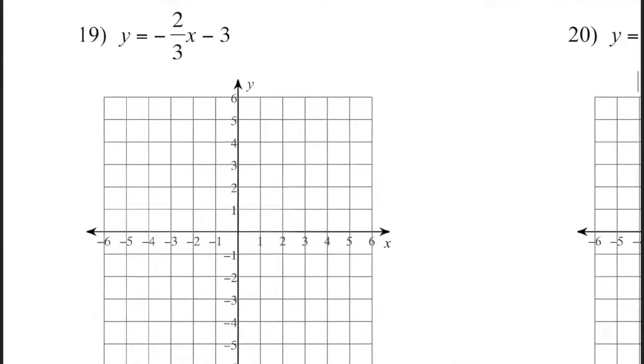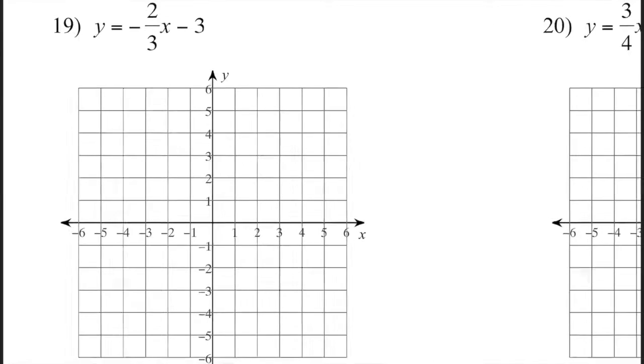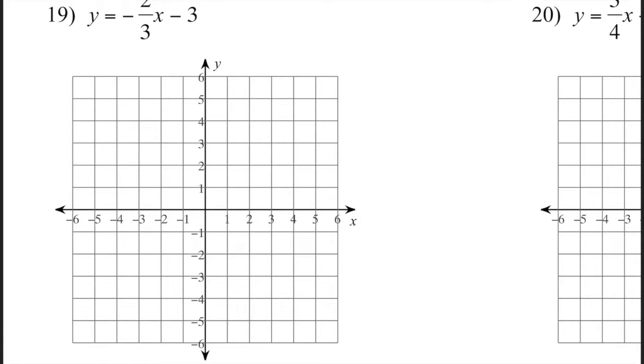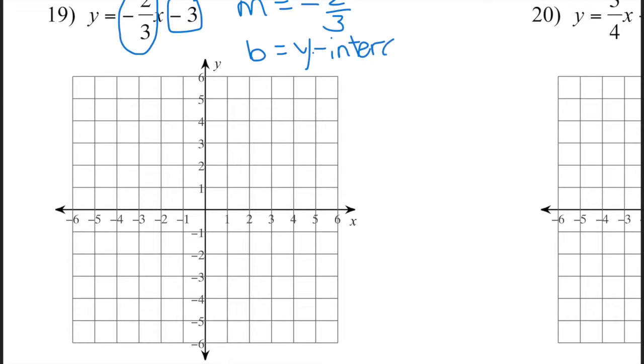So let's zoom in on number 19. We know from looking at our equation that our slope is negative 2/3 because that is the coefficient of our x value. And remember that in y equals mx plus b, b is your y-intercept. This is where your line crosses the y-axis. I need to start with this because I can't count up and over, rise over run, if I don't have a point to start with.